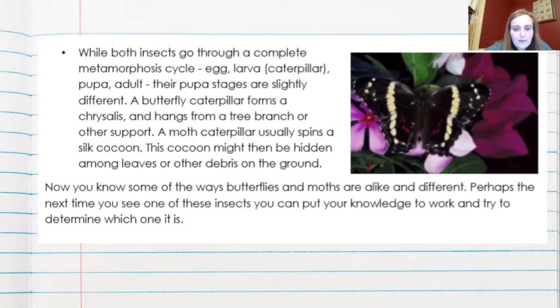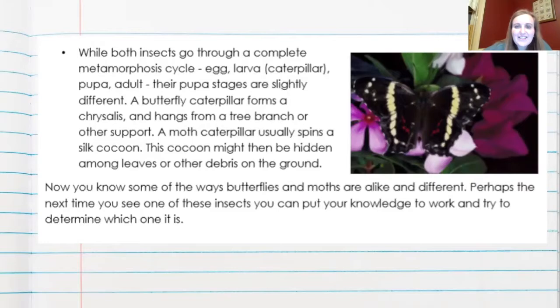Now you know some of the ways butterflies and moths are alike and different. Perhaps the next time you see one of these insects, you can put your knowledge to work and try to determine which one it is. All right, so that is the end of our passage, I think.